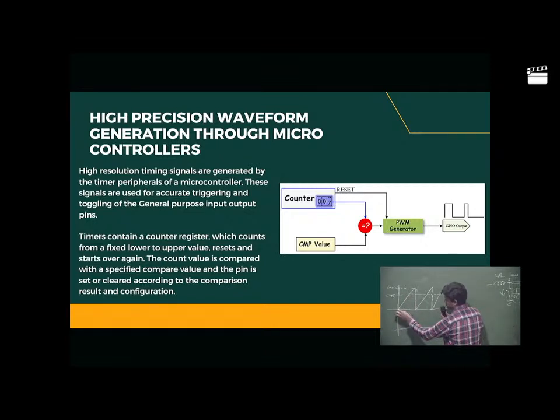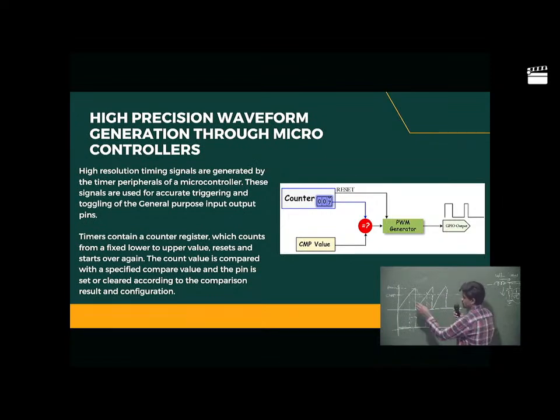So it's based on the configuration. Let's say I set that if the compare value is higher than the counter value, output 0. So up to this time it will output 0. And then when the counter value becomes greater than the compare value, it goes high. And when it falls back, so the counter value is again less than the compare value, it will go low. And the process simply repeats.